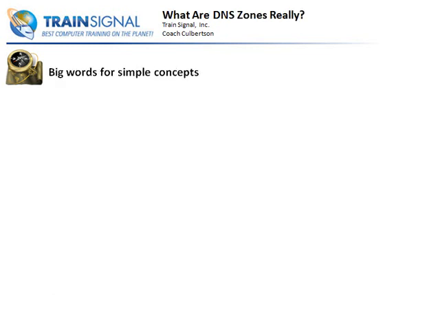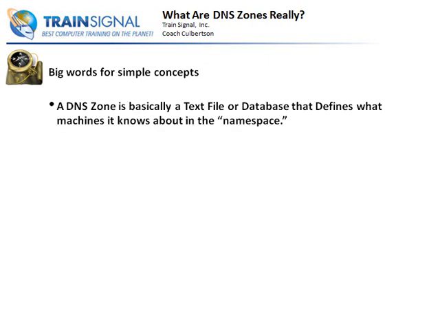Now, let's talk about some things that are inside of the DNS server. Okay, and I'm going to show these to you in just a few minutes, but I want to give you a quick introduction to them. A DNS zone basically is a text file, or it can also be, by the way, a database too, that defines what machines it knows about in the quote-unquote namespace. Now, when we're talking about namespace, we're talking about the nomenclature. We're talking about the naming scheme, if you will, for your particular domain.